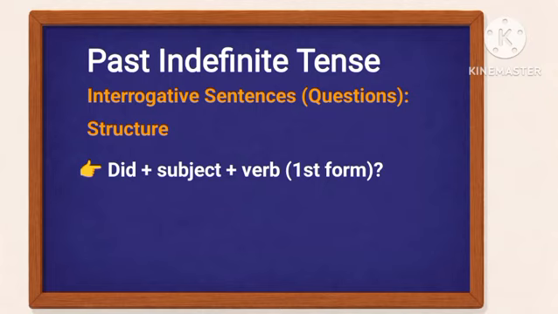Now I am going to discuss some interrogative sentences. Let's start from its structure. First we write did, then subject, then verb first form. Here we also use the first form of verb because did is already a second form of verb and we can't use two second forms in a single sentence.